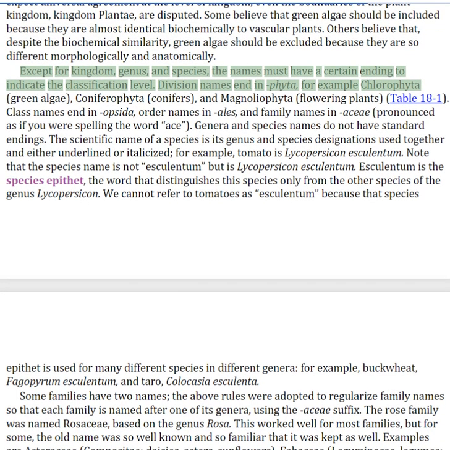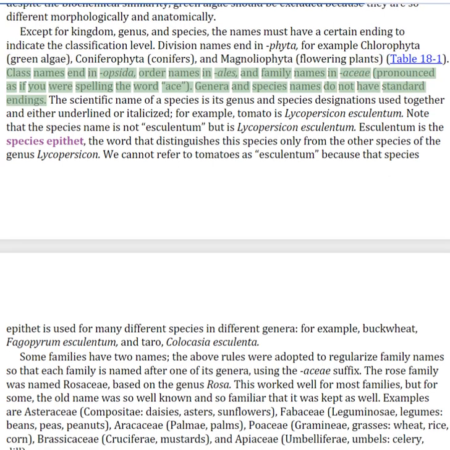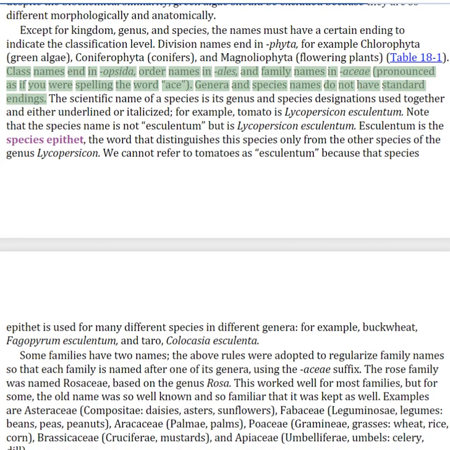Except for kingdom, genus, and species, the names must have a certain ending to indicate the classification level. Division names end in -phyta, for example, Chlorophyta, Coniferophyta, and Magnoliophyta. Class names end in -opsida, order names in -ales, and family names in -aceae. Genera and species names do not have standard endings.